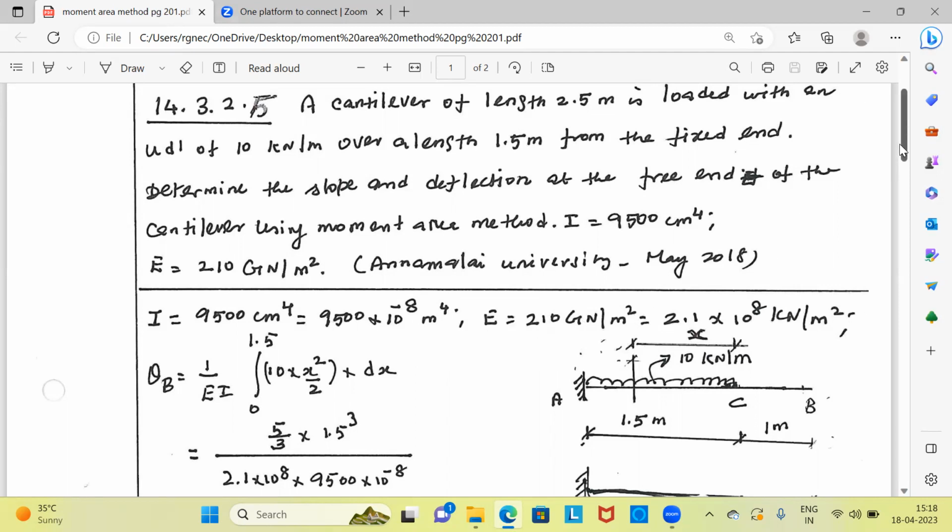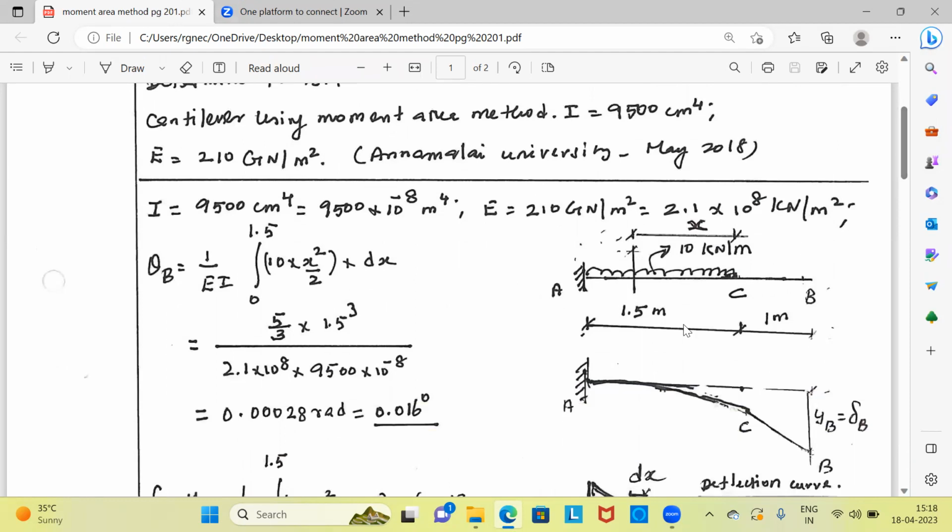Now, what is Mohr's theorem number 1? If you take 2 points, say A and B, and if theta A and theta B are the slopes at the 2 points, then theta B minus theta A is equal to the area of the bending moment diagram between points B and A, divided by EI. This is Mohr's moment area theorem number 1.